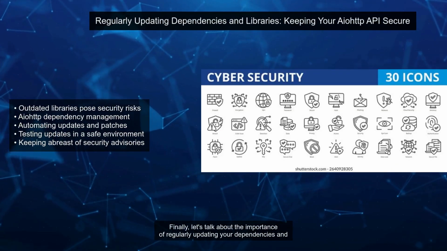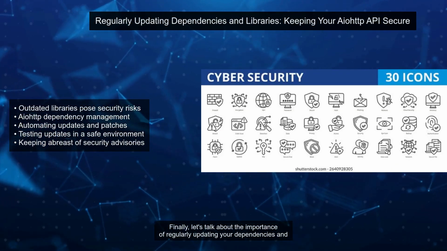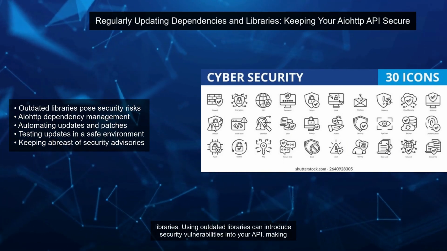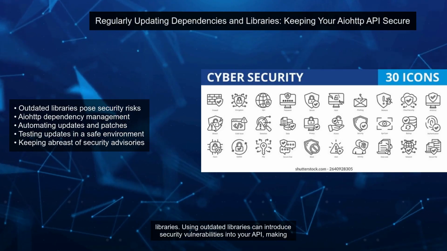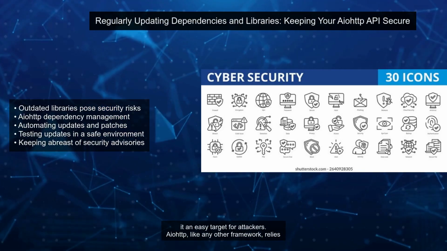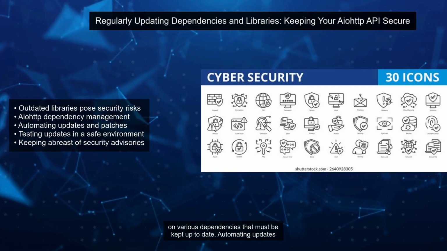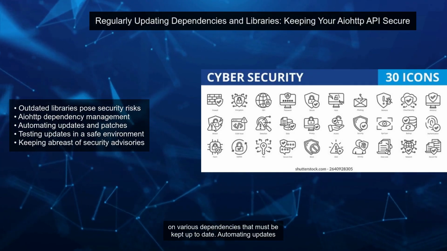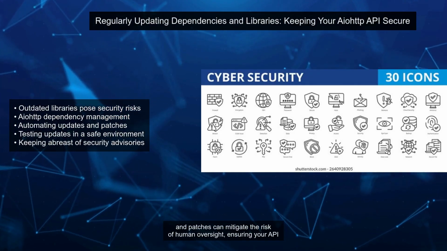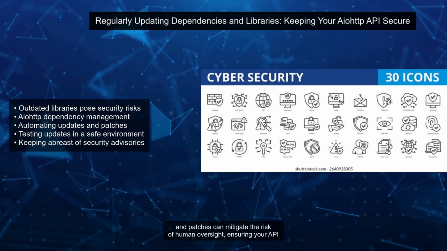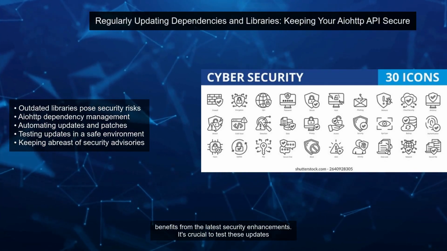Finally, let's talk about the importance of regularly updating your dependencies and libraries. Using outdated libraries can introduce security vulnerabilities into your API, making it an easy target for attackers. Aiohttp, like any other framework, relies on various dependencies that must be kept up to date. Automating updates and patches can mitigate the risk of human oversight, ensuring your API benefits from the latest security enhancements.